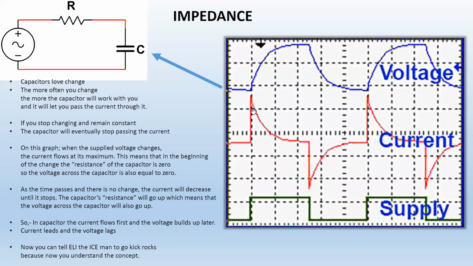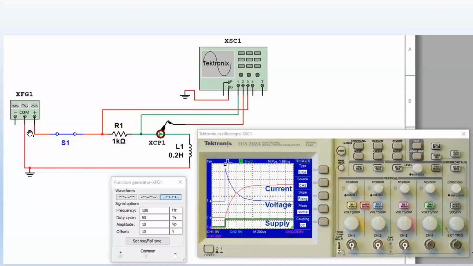So in a capacitor, first you get the current, then you get the voltage. See that? First you get the current, time goes by, and then you get the voltage being built up. Wow, cool, eh?